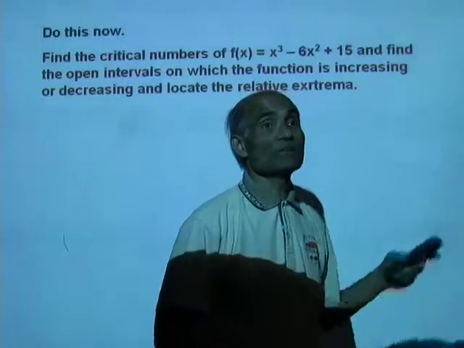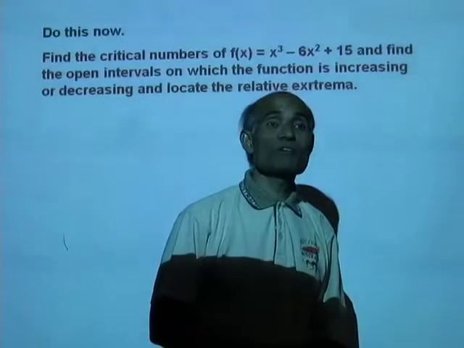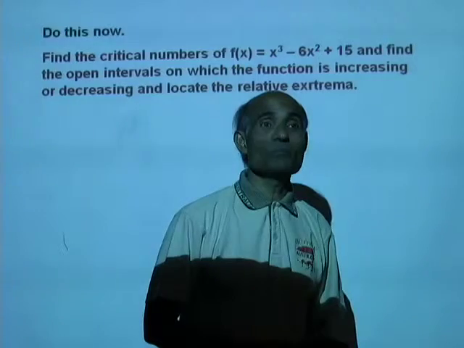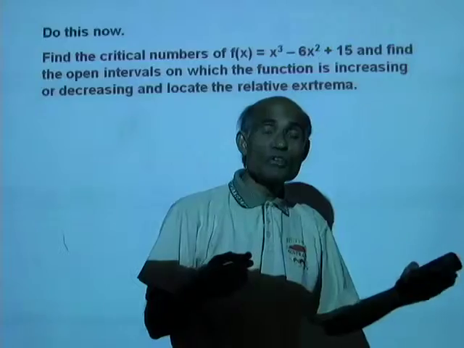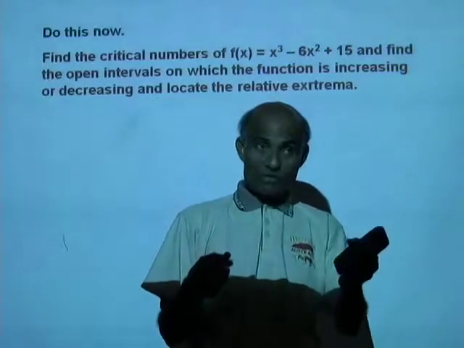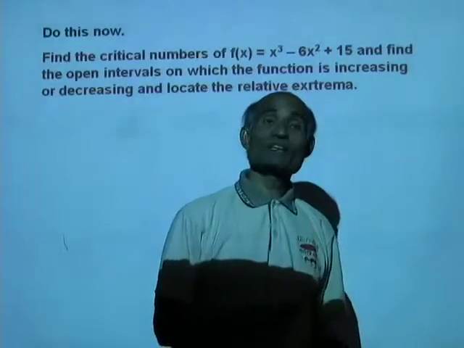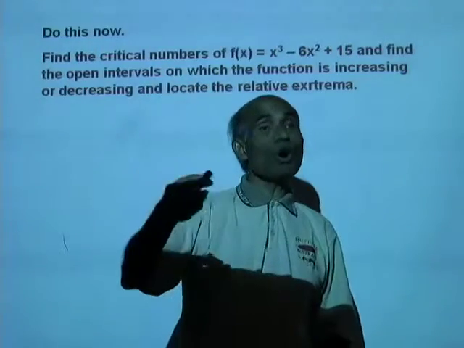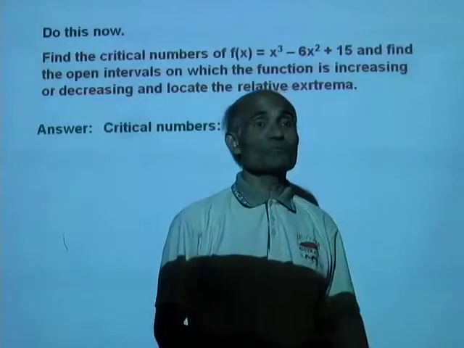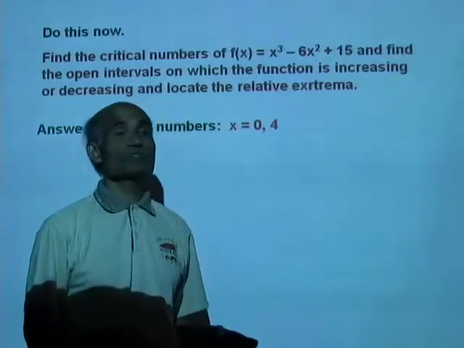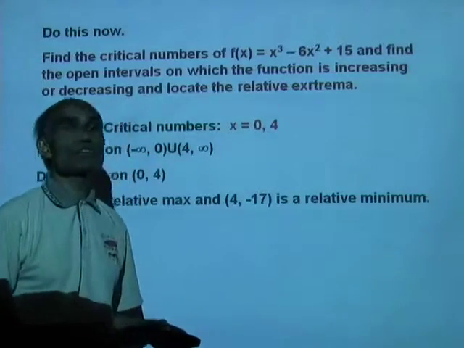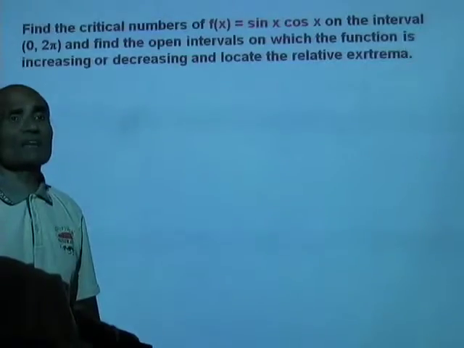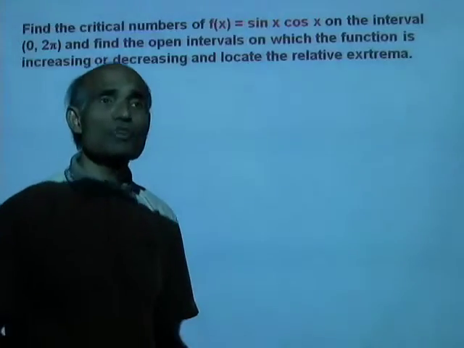Okay, I want you to practice this one more time by doing this. Find the critical numbers of f of x equal to x cubed minus 6x squared plus 15, and find the open intervals where the function is increasing or decreasing, locate all the relative extrema, and draw a possible graph of the function. I've given you the critical numbers, and I've also given you the intervals where the function increases, decreases, and so on. And try and do this on your own.